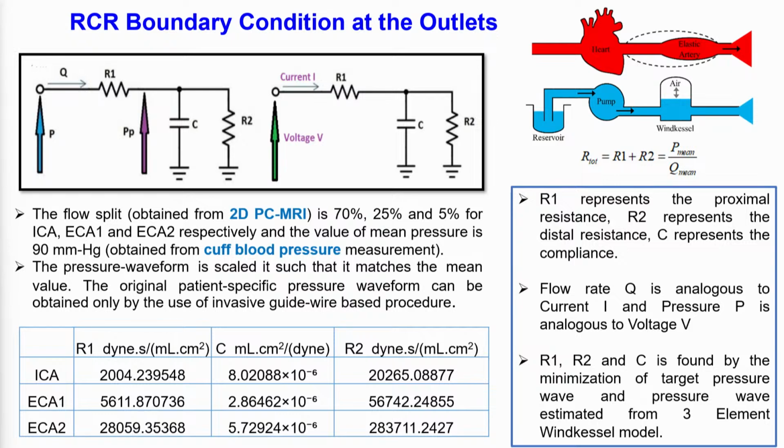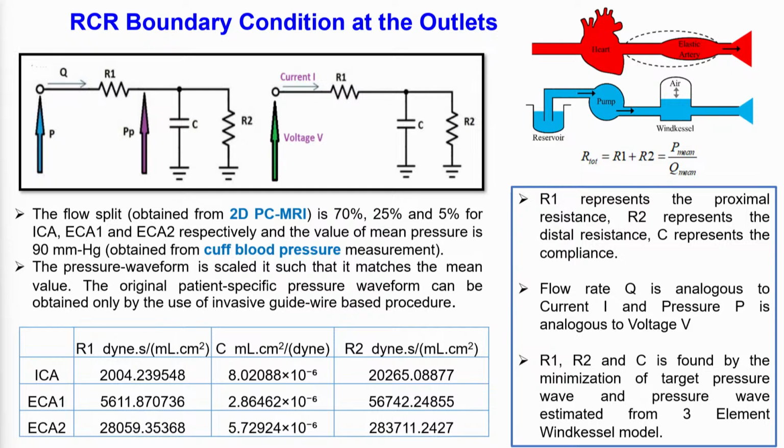So, R total is R1 plus R2, which is the mean pressure divided by the mean flow rate. Mean pressure is measurable and mean flow rate is also measurable, because flow versus time you get from the MRI, phase contrast MRI. Physically R1 represents the proximal resistance, proximal means close, and R2 is the distal resistance, and C is the compliance, which is like the capacitance.